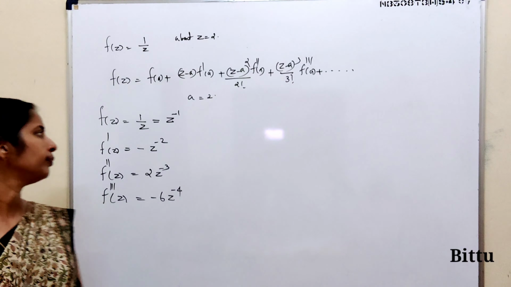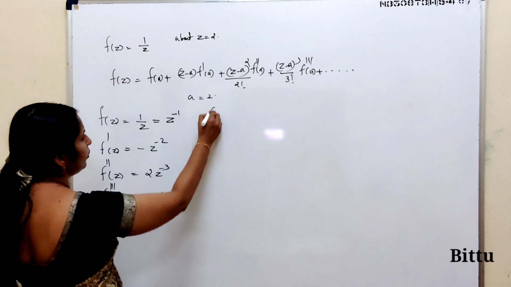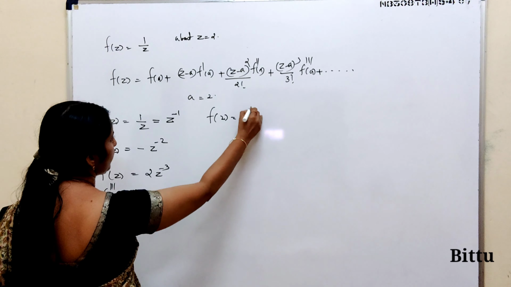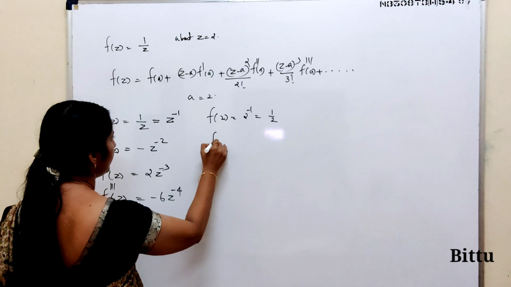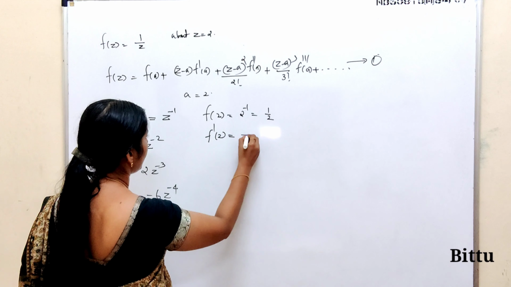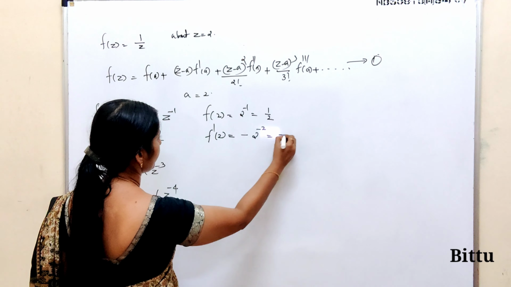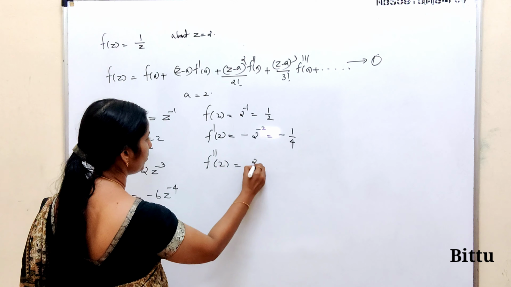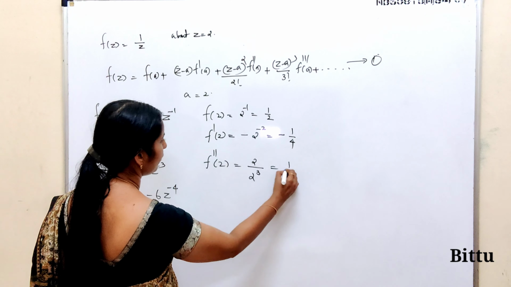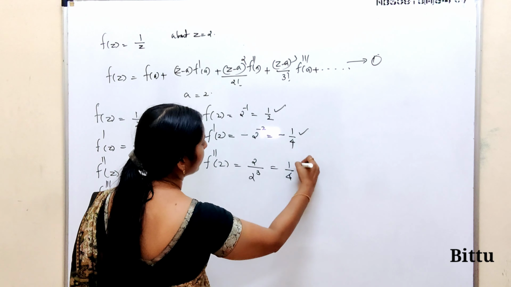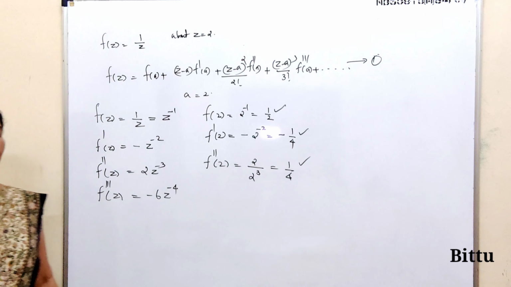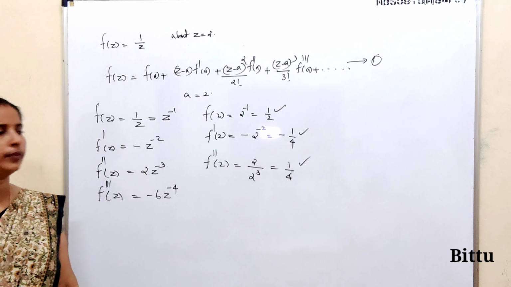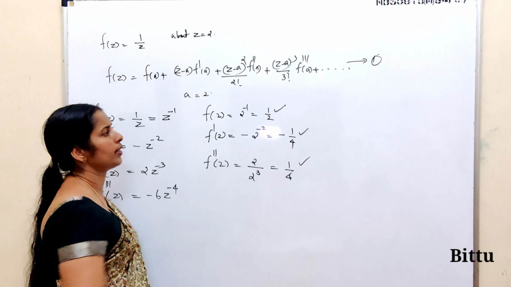Then what is f(2)? f(2) is 2 raised to minus 1, that is 1 by 2. f dash 2 is minus 2 raised to minus 2, that is minus 1 by 4. f double dash 2 is 2 by 2 cube, that is 1 by 4. We have 3 non-zero values, that's enough for writing the series. So there is no need of finding f triple dash 2. You put these values in equation number 1.